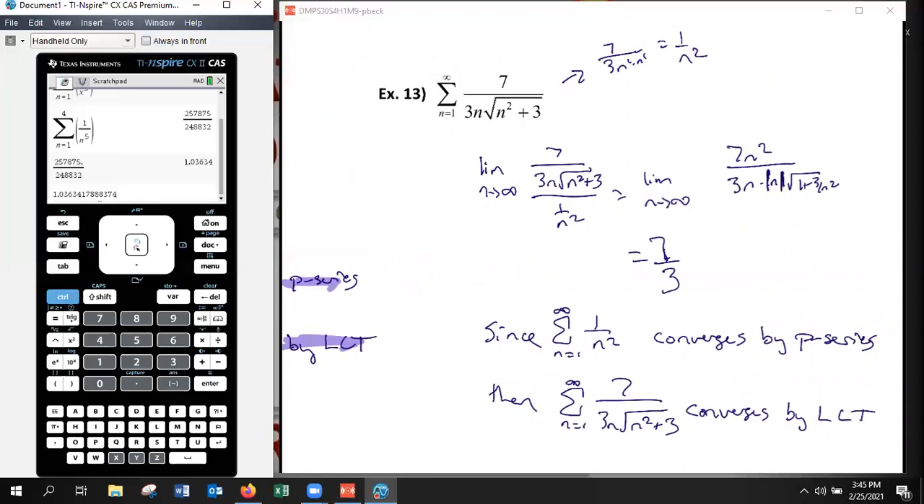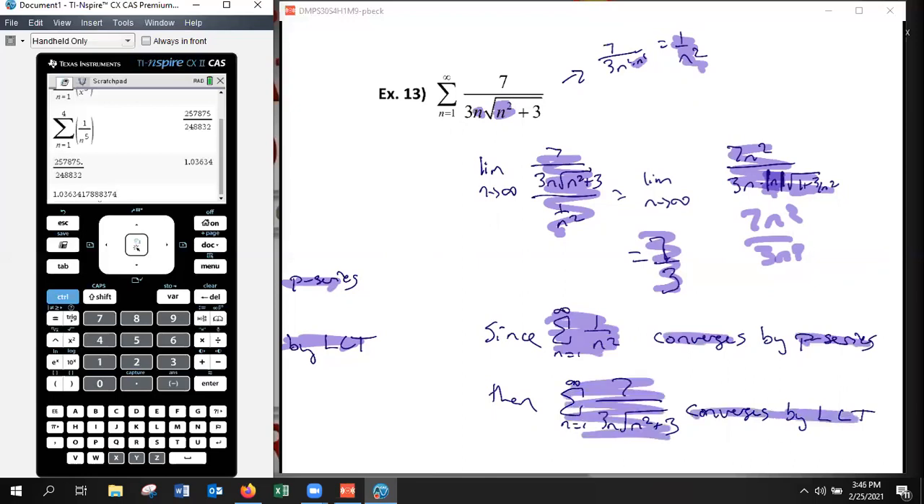And last but not least, I have this problem. With this problem, I have an n and the square root of n squared. The square root of n squared, if you know, is the absolute value of n. So this is modeling a 1/n squared situation, so that's what I'm going to compare it to. When I do my comparison, because n is approaching infinity, the absolute value of n is n. So we get 7n squared over 3n squared, which is just 7/3. Since my limit is a number, 1/n squared as a series converges because of p series. Therefore, the series that I want also converges by the limit comparison test.